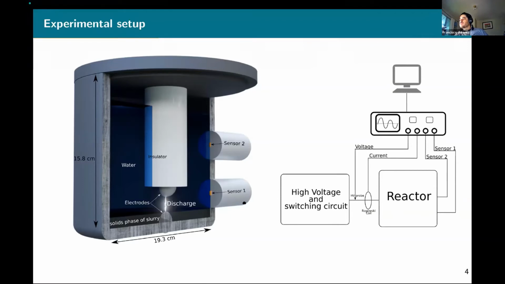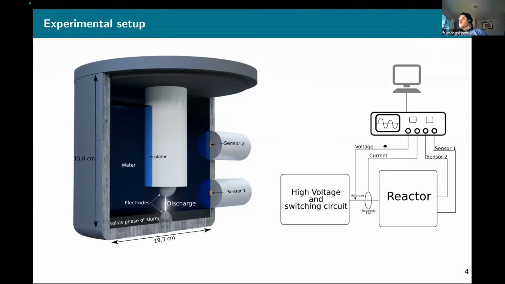In this case, it's a small cylindrical chamber with a diameter of 19.3 centimeters and a height of 15.8, with two spherical electrodes where we run the discharge, and we place two shock sensors at the walls of the chamber as depicted in the picture.